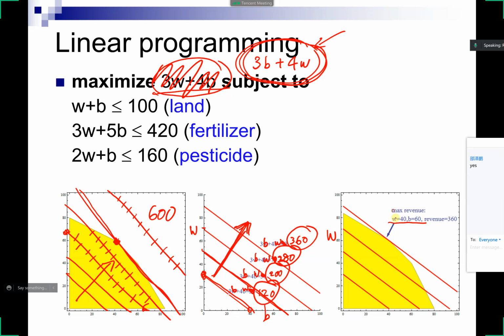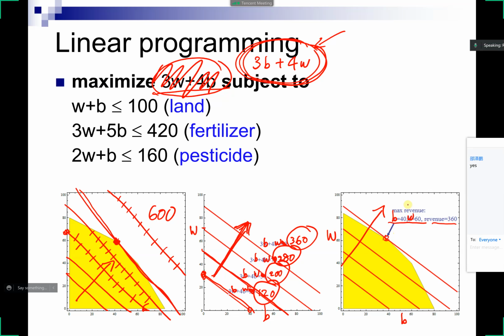So this should be b here and then w. Anyways, at this point, b equals 40 and w equals 60. This is going to be the farthest that you can push these level sets and still be feasible, because this point still intersects the yellow feasible region. Furthermore, this point maximizes your revenue because you've gone as far as possible in this direction.